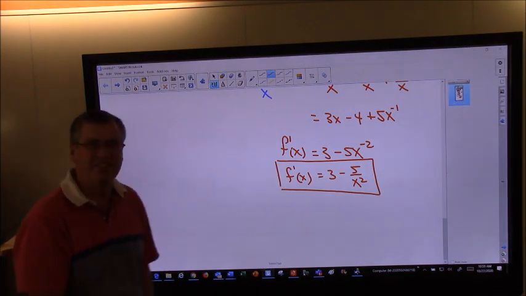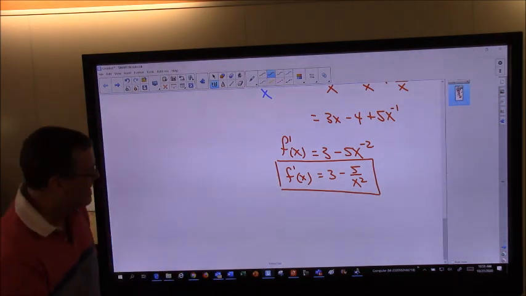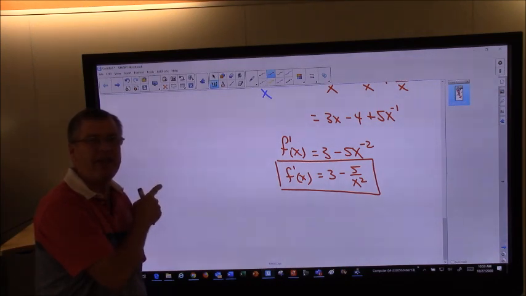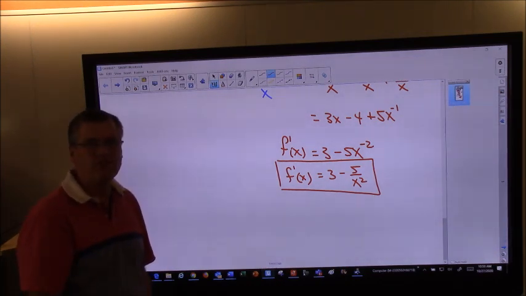God, I like shortcuts. Shortcuts are nice. I can't think of a better shortcut in math than this one right here. This saves us so much time.